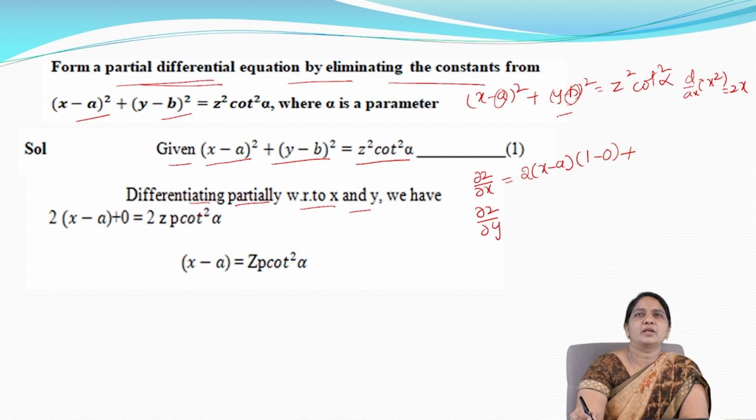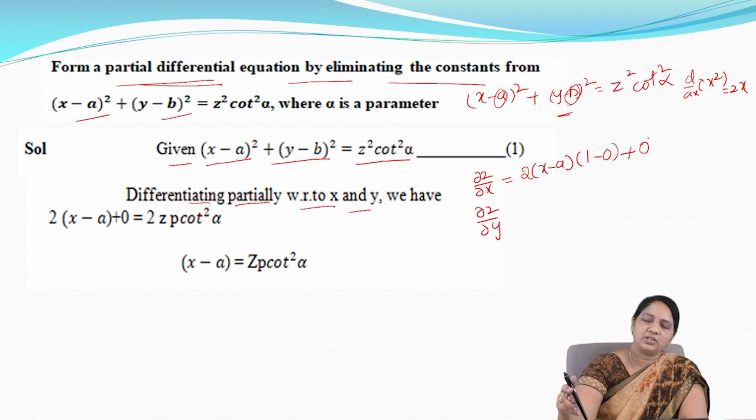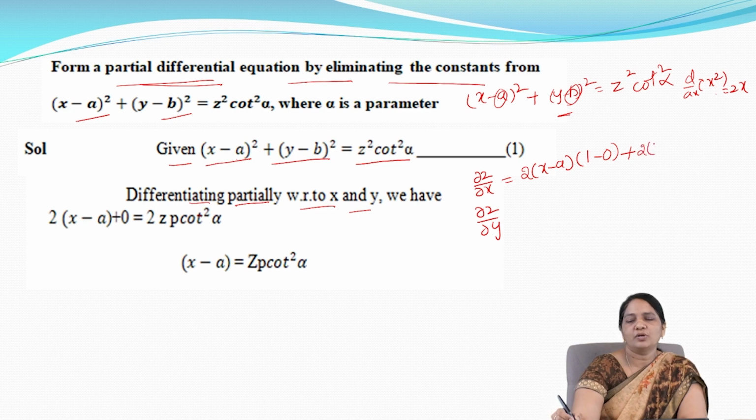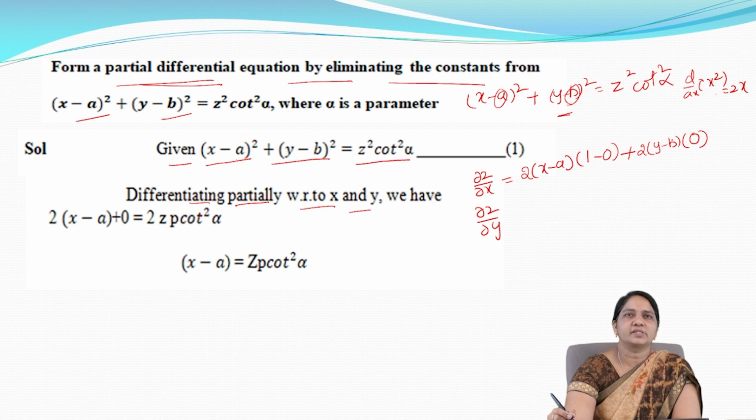Plus for the second term, we already know that y is constant, so we can write this as 0. Otherwise, the derivative of y minus b whole square is 2 into y minus b, and the derivative of y is 0 and the constant is 0. So finally we get 0 for the total term. This is about the left side, the LHS part.